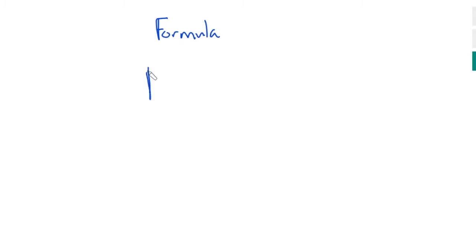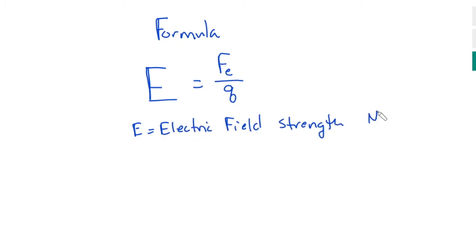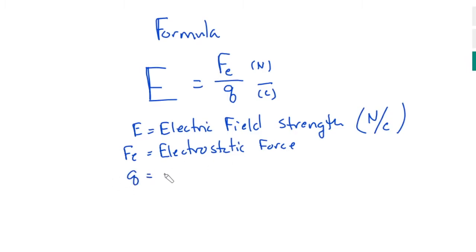Now the formula for this is given as capital E, the electric field strength, is equal to Fe over some Q. Where E is equal to electric field strength, and that's going to be given in newtons per coulomb for the unit. Fe is going to be the electrostatic force, and Q is some charge in the electric field.